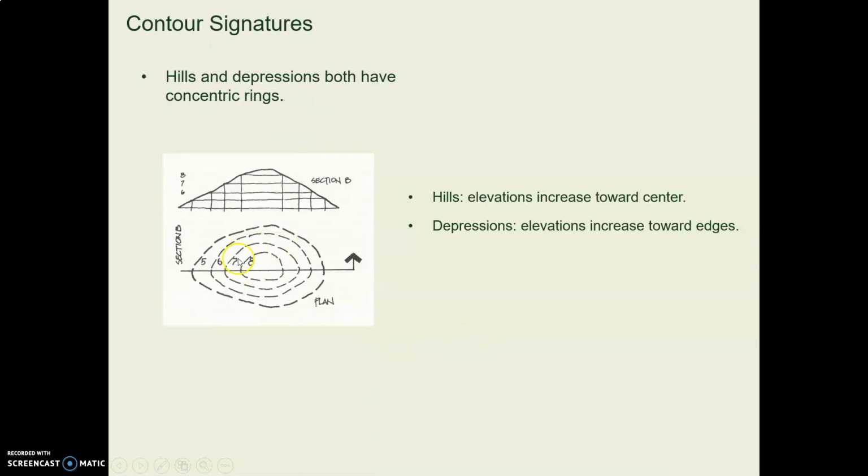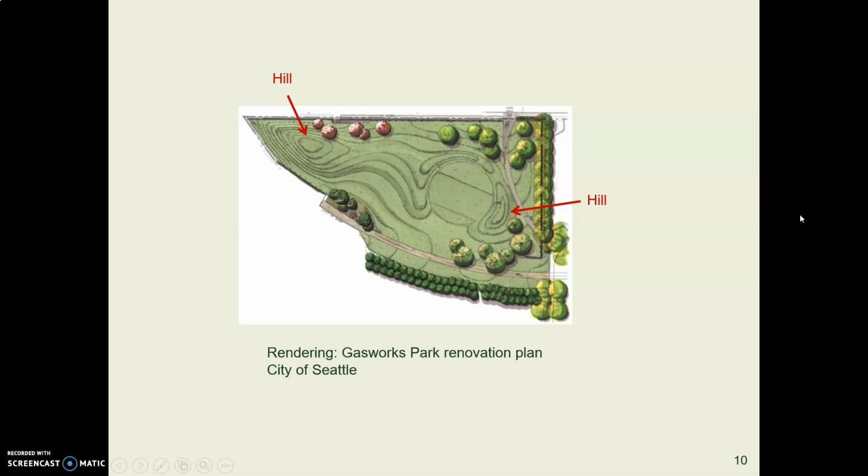So for example, concentric rings represent either a hill or a depression, and what you have to do is look at these numbers representing the elevation to determine whether that's a hill, which this one is, or a depression. There are a couple of hills.